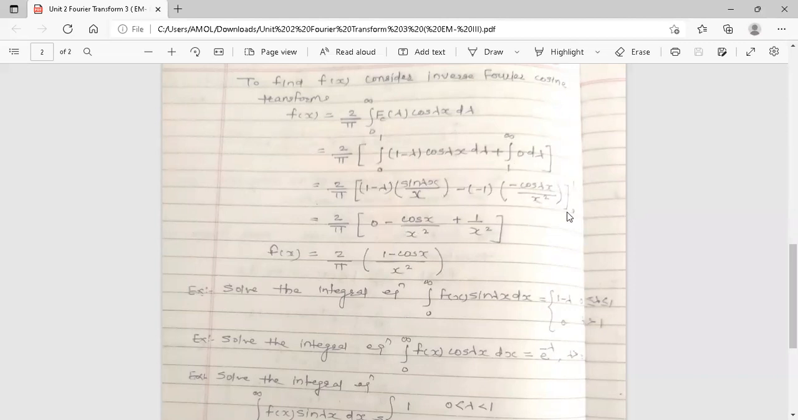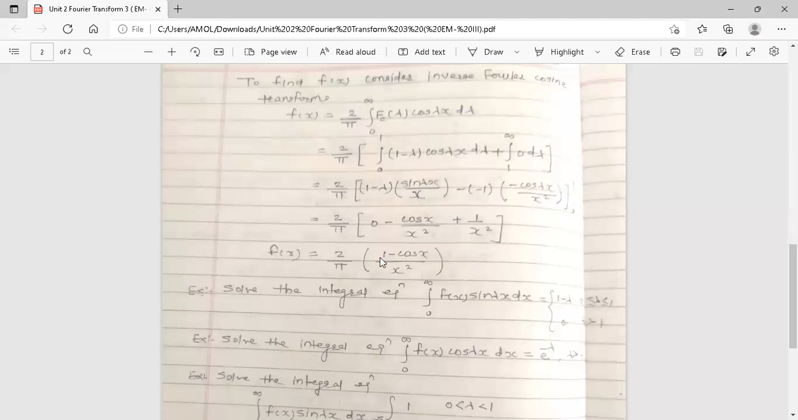Now put lower limit 0. Lower limit 0 means lambda is equal to 0. For lower limit, you give negative sign to every term. Minus sign, sin 0, because we are putting lambda is equal to 0. Sin 0 is 0, so this term is 0. Minus minus plus, the minus sign and the minus sign of lower limit, minus minus plus. And the lower limit is 0, so put lambda is equal to 0. Cos 0 is 1, 1 upon x square.